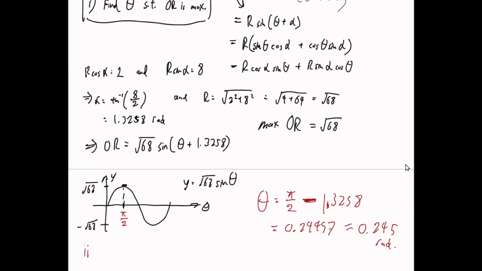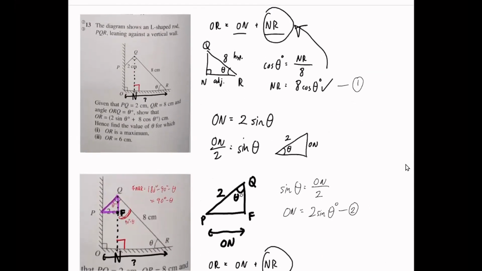Yeah, so that is for part 1. Not done yet, still got part 2. Let's go to part 2. Part 2: find the value of theta for which OR equals 6 cm. This guy. Value of theta for which OR equals 6 cm.